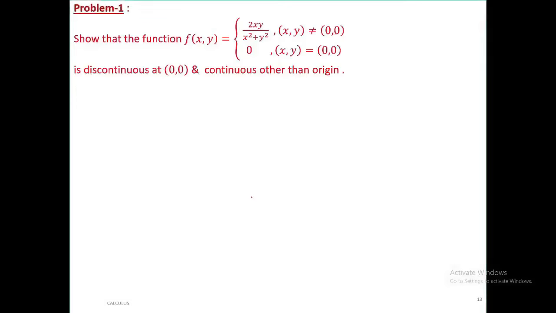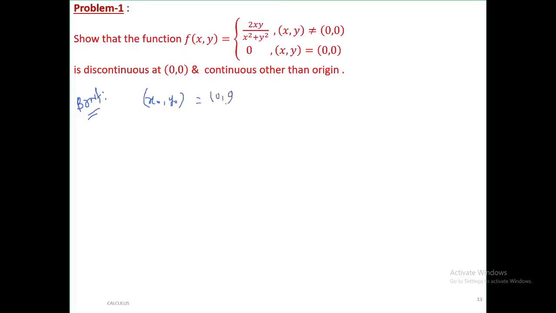Now look at this: show that this function is discontinuous at the origin and continuous other than the origin. Okay. So, based on the definition, it is a proof because we need to show that. Show that the function is discontinuous at the origin. So by definition, what is x naught y naught here? x naught y naught is 0, 0.